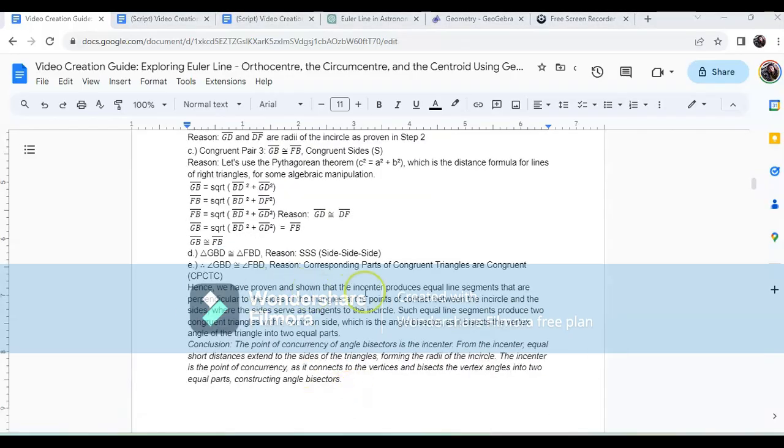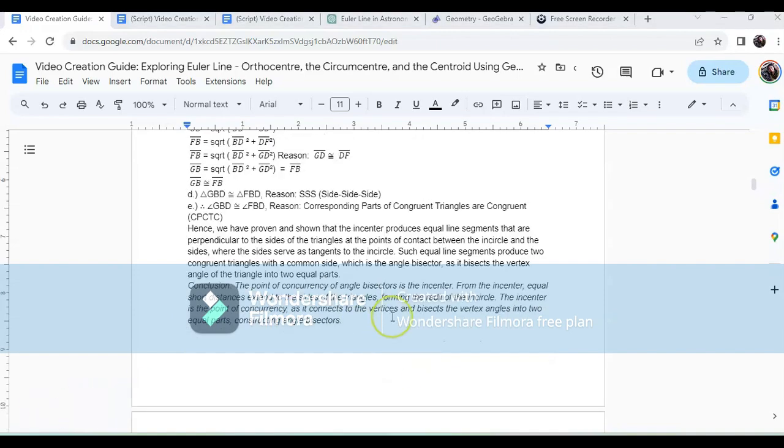Hence, we have proven and shown that the incenter produces equal line segments that are perpendicular to the sides of the triangle at the points of contact between the incircle and the sides, where the sides of the triangle serve as the tangents of the incircle. Such equal line segments produce two congruent triangles with a common side, which is the angle bisector. And we have proven that indeed that angle bisector really bisects the vertex angle of the triangle into two equal parts. Here's now our conclusion.